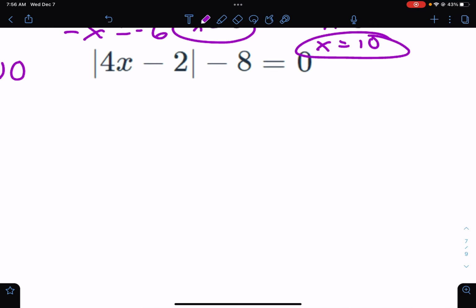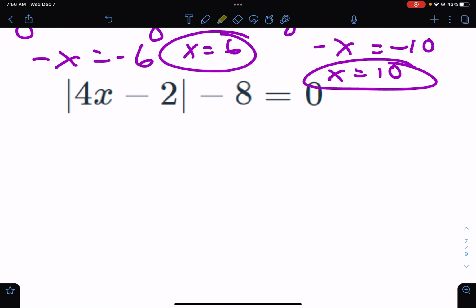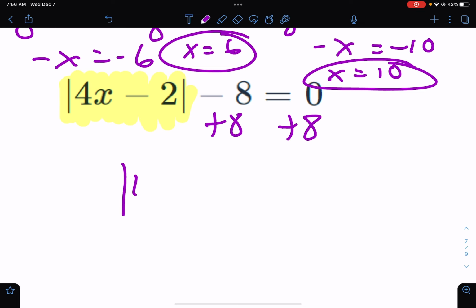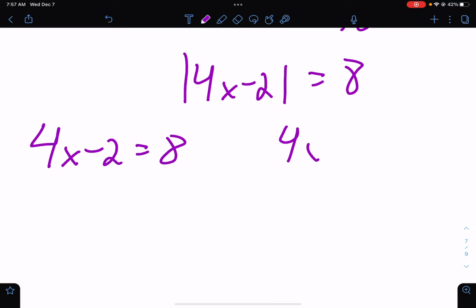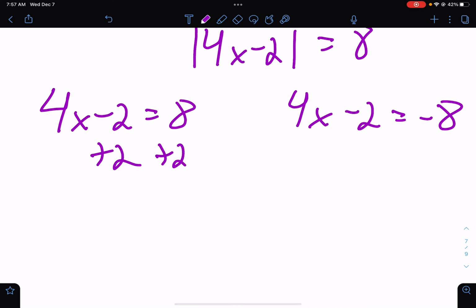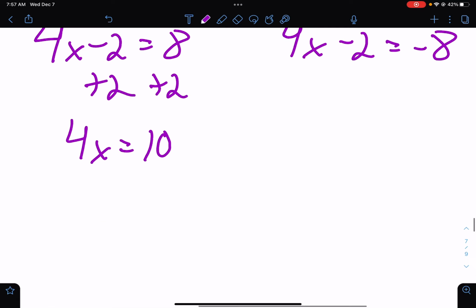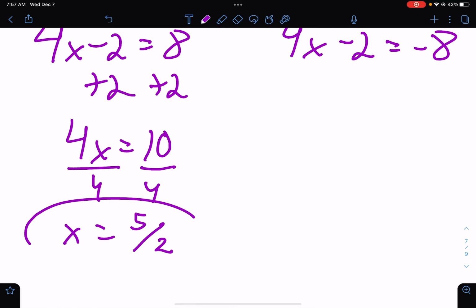All right, last one here. Again, we have to work to get this guy by himself. So all we need to do is add 8 to both sides. We get the absolute value of 4x minus 2 equals positive 8. And we can split this into 2. We're going to say 4x minus 2 equals 8. 4x minus 2 equals negative 8. We're going to add 2. 4x equals 10. Divide by 4. And we get that x equals 5 halves.